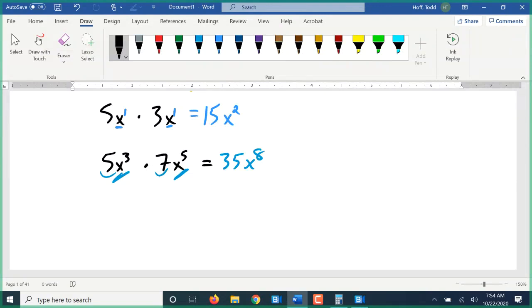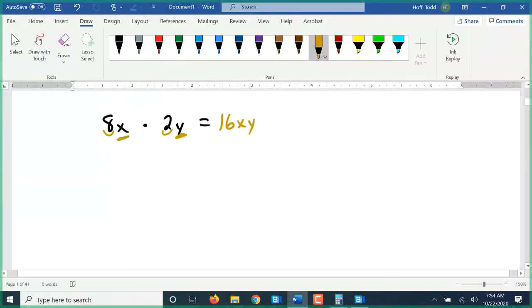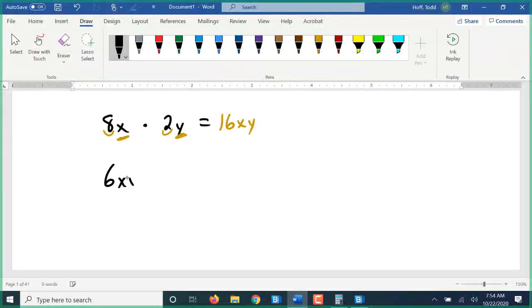If they have different names as in different variables, 8x times 2y, we combine the counts. 8 times 2 is 16. Then we also combine the names. X times y is xy. We could have multiple variables with them. We can have 6xy times 4x squared.